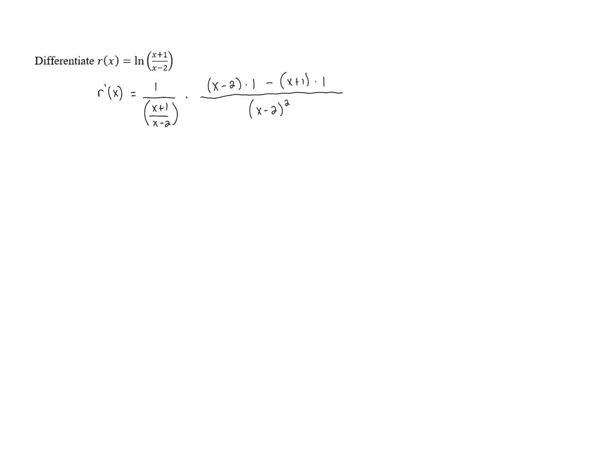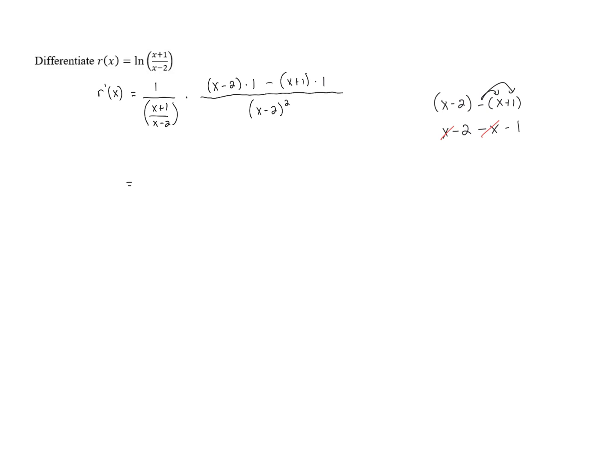Now, if we look in the numerator, anything times 1 is itself, so we basically have x minus 2 minus the quantity x plus 1. I'm going to deal with this off to the side, just to avoid rewriting things too much. x minus 2 minus the quantity x plus 1. When we distribute that subtraction, it's going to give us x minus 2 minus x minus 1. And the x's are going to cancel, and negative 2 minus 1 is negative 3. So that whole numerator is going to be negative 3.